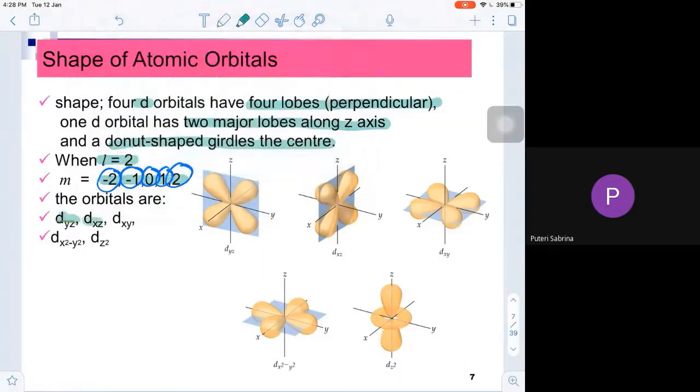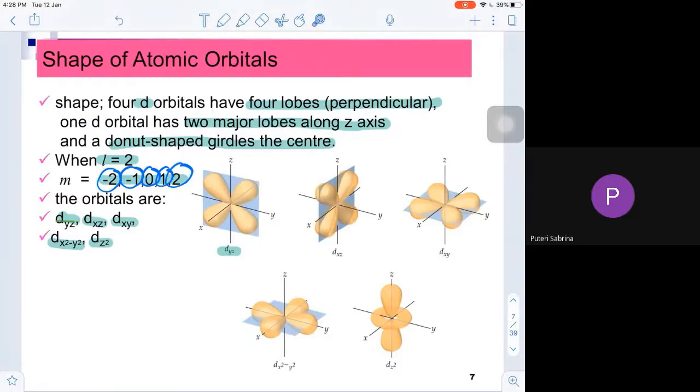Okay, dxz, dxy, dx square y square, and dz square. So let's look at the first one. dyz: how to differentiate or identify that this is the dyz orbital? When the 4 lobes are between the y and z axis.